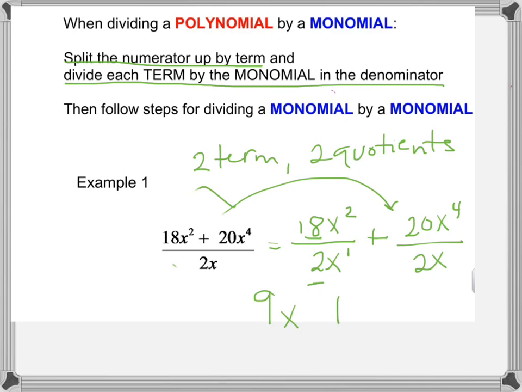We carry that addition down. 20 divided by 2 is 10, so that's the new coefficient. And x to the fourth divided by x to the first is x to the third.